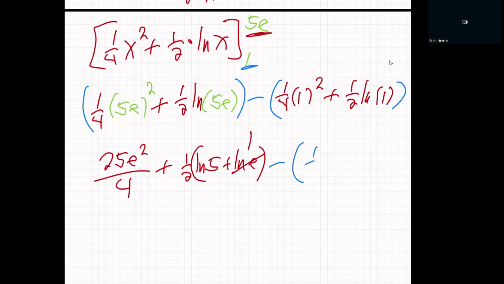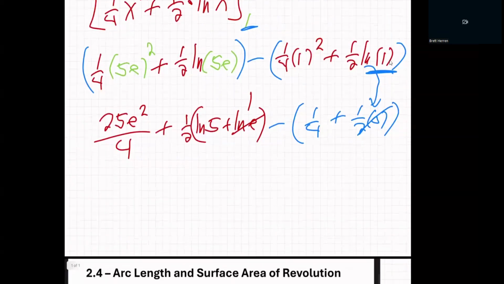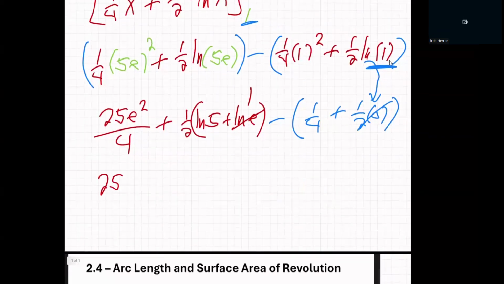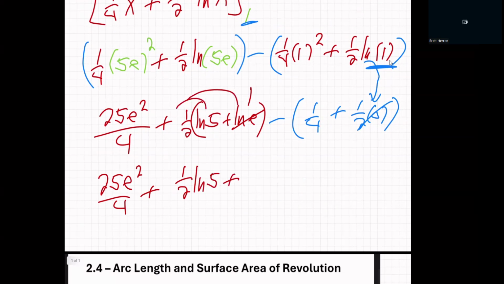Those log rules. And then this is a fourth plus. And what's the natural log of 1? Check it on your calculator. Oh, it's not. It's 0. So that part's gone. Natural log of 1 is 0. So then we are inches away. It's 25e squared over 4 plus a half times natural log. In fact, let's just distribute that half. Either way, it doesn't matter. Half natural log 5, plus a half, right? Because a half times 1 minus a fourth.